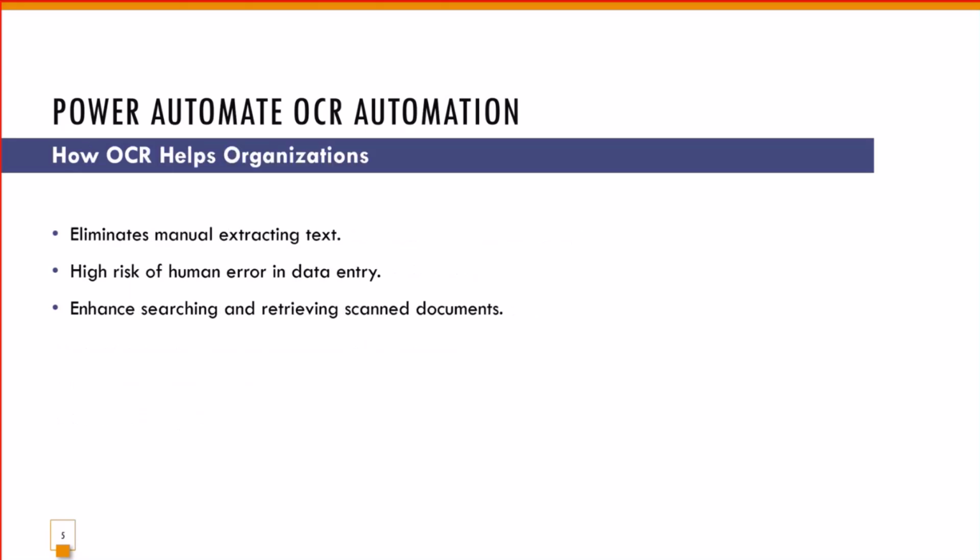So we want to ask ourselves how this is going to help the organization. You'll find that it will eliminate the manual extraction of text. As this process will be automatic, once a new file lands in the SharePoint document library, it will trigger the flow and do the entire process and create a document with the same content as the PDF or the image which we wanted to extract information from.